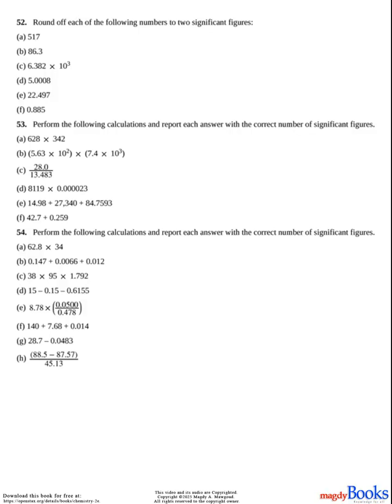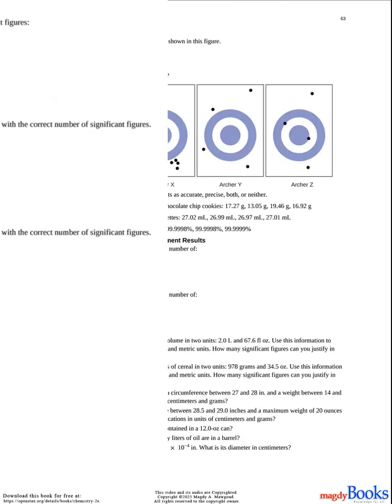E. 8.78 multiplied by (0.0500 over 0.478). F. 140 plus 7.68 plus 0.014. G. 28.7 minus 0.0483. H. (88.5 minus 87.57) all divided by 45.13.